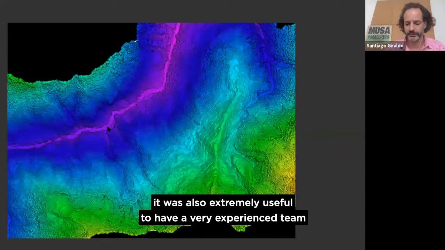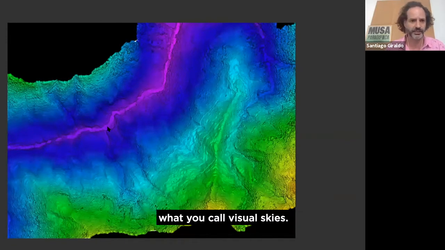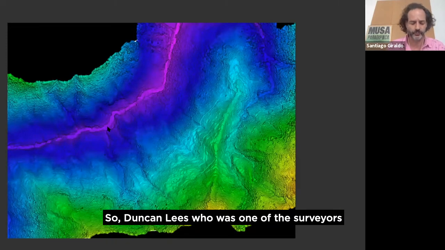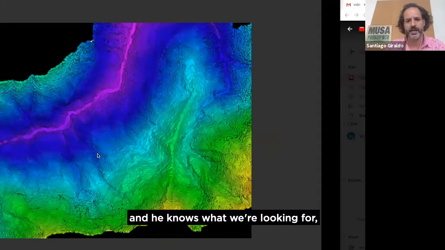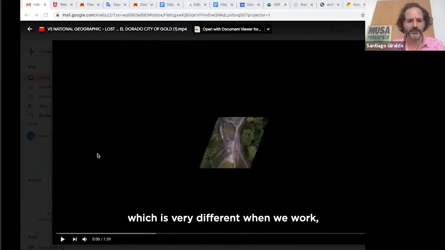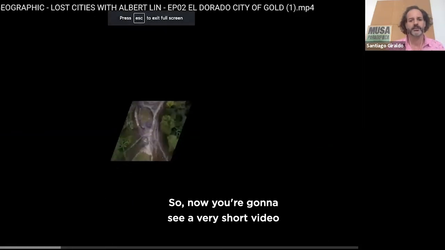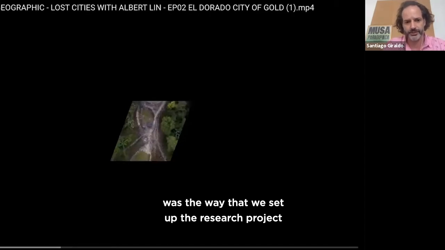It was also extremely useful to have a very experienced team of British surveyors that do this all the time. This is basically what they do, and they are called Visual Skies. The surveyors were also trained archaeologists. Duncan Lees, one of the surveyors on the team, is a trained archaeologist, and he knows what we're looking for, which is very different from working with surveyors who are accustomed to surveying, I don't know, heaps of coal or buildings. So now you're going to see a very short video of the whole sequence, the way we set up the research project and program here.